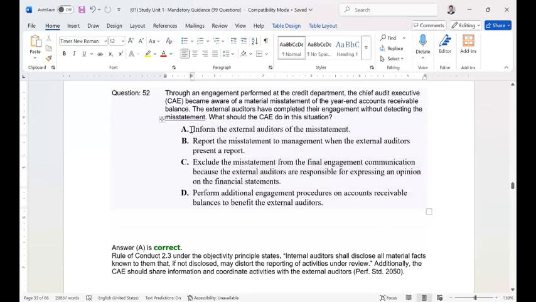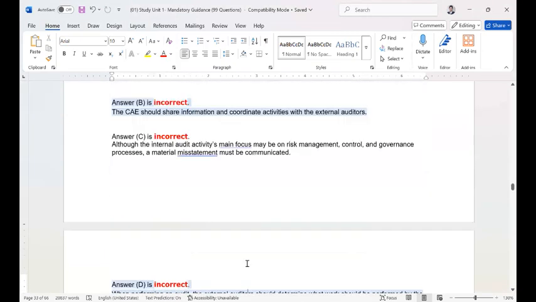But if the management decides not to adjust for that material misstatement, then of course the auditor, I suppose, has a duty to inform the audit committee that this material misstatement has not been adjusted. And if the management does not do anything, then you have to tell the audit committee. If the audit committee also does not do anything, I suppose the internal auditor will have to tell the external auditor. So that is the general chronology or the steps that you have to take.